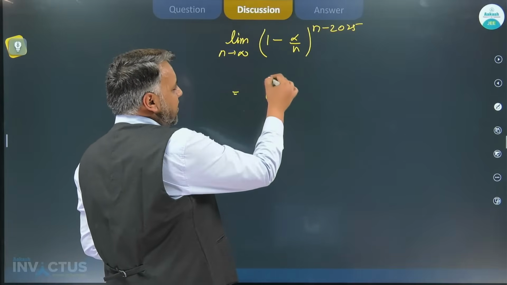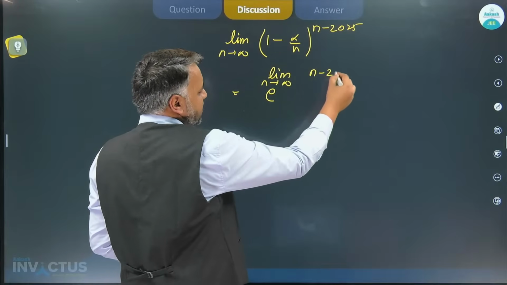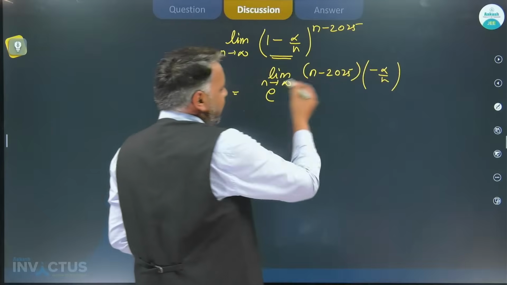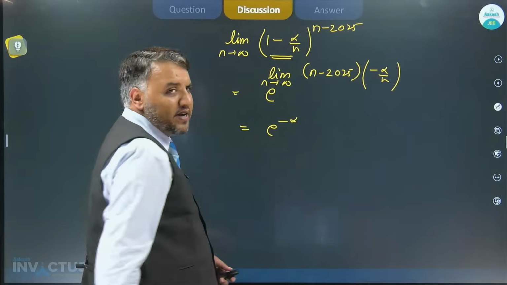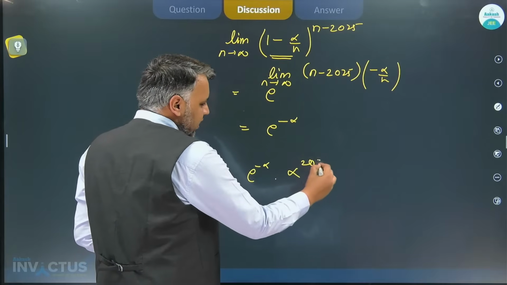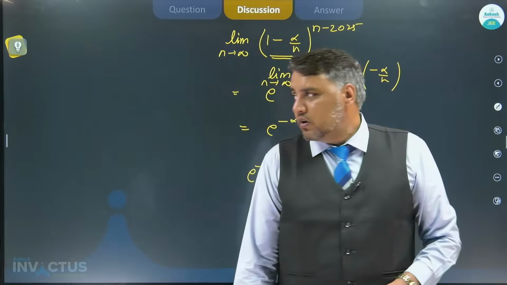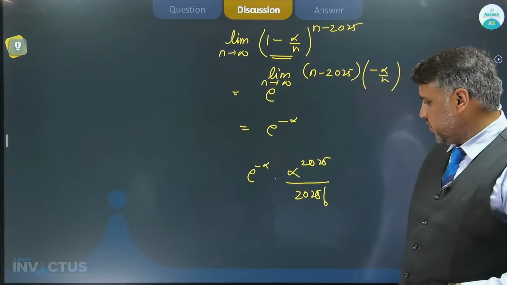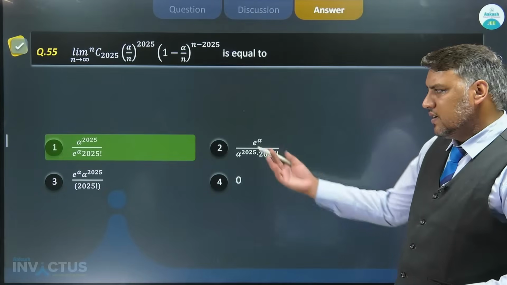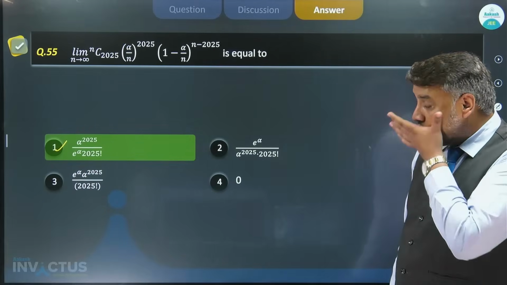So this will be e power limit n tending to infinity f x minus 1 into g x. So n minus 2025 into this minus 1. So this will be minus alpha by n. Again, if you apply n tends to infinity, this will be e power minus alpha. So the final answer must be e power minus alpha, and alpha power 2025 upon 2025 factorial. This constant term was also there in the first portion. So this can be written as 1 upon e power alpha also, and this is the answer. Alpha power 2025 divided by e power alpha and 2025 factorial.